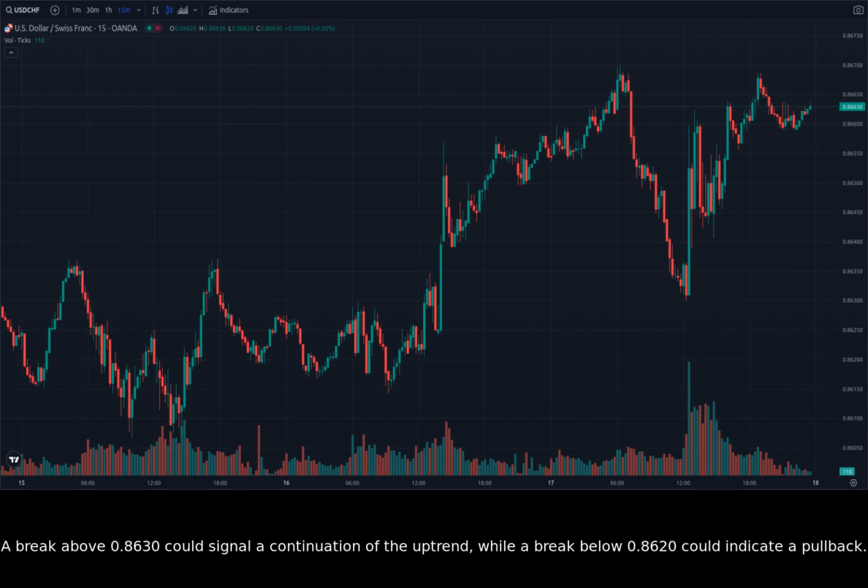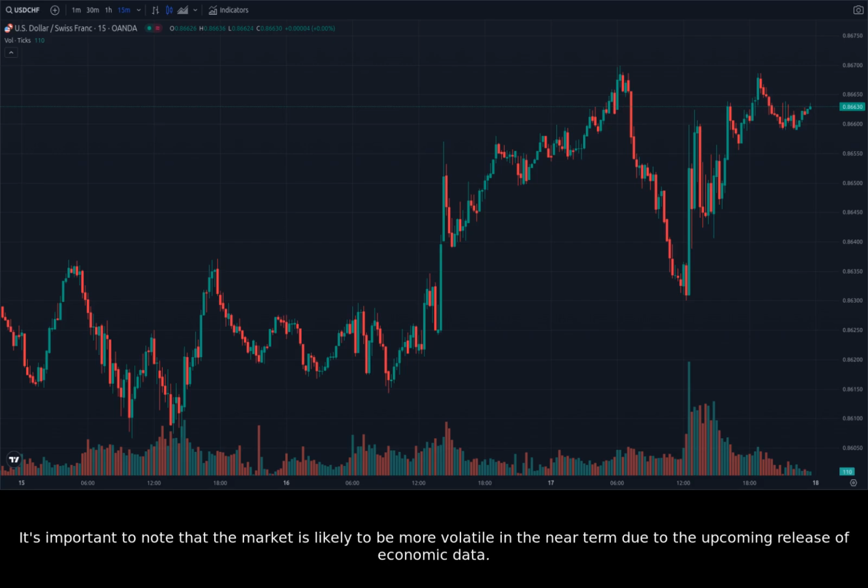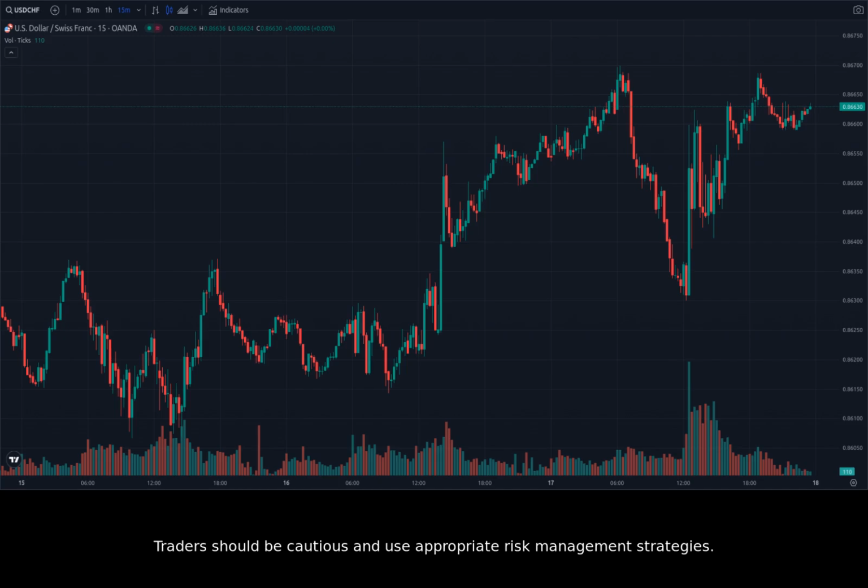A break above 0.8630 could signal a continuation of the uptrend, while a break below 0.8620 could indicate a pullback. It's important to note that the market is likely to be more volatile in the near term due to the upcoming release of economic data. Traders should be cautious and use appropriate risk management strategies.